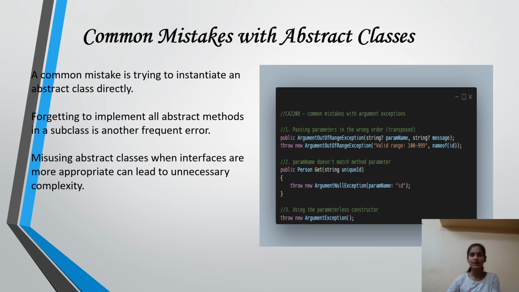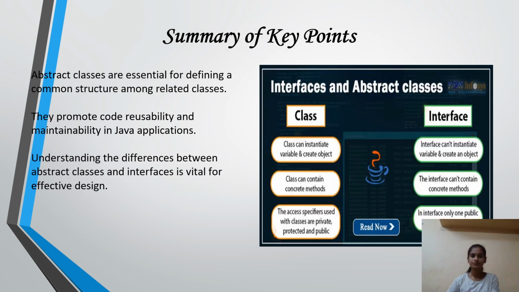Common mistakes with abstract classes include trying to instantiate an abstract class directly. Forgetting to implement all the abstract methods in a subclass is another frequent error. Misusing abstract classes when interfaces are more appropriate can lead to unnecessary complexity.